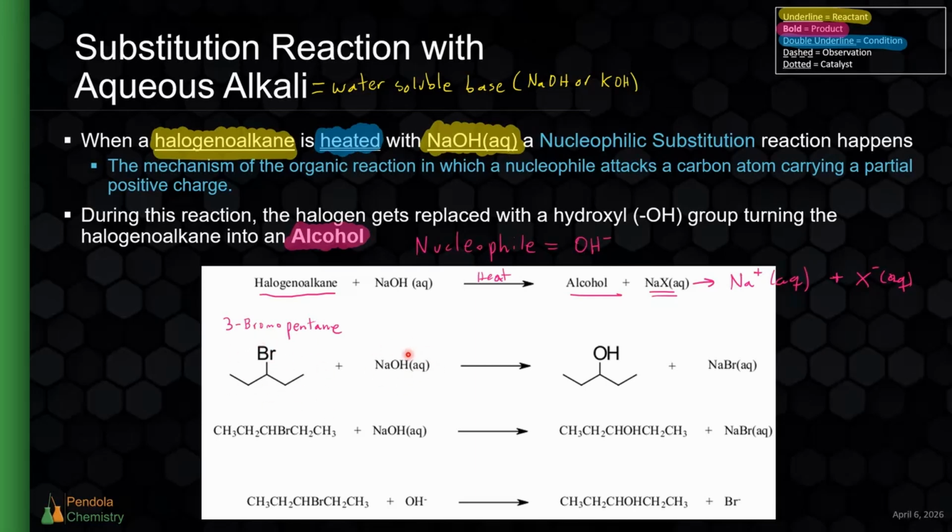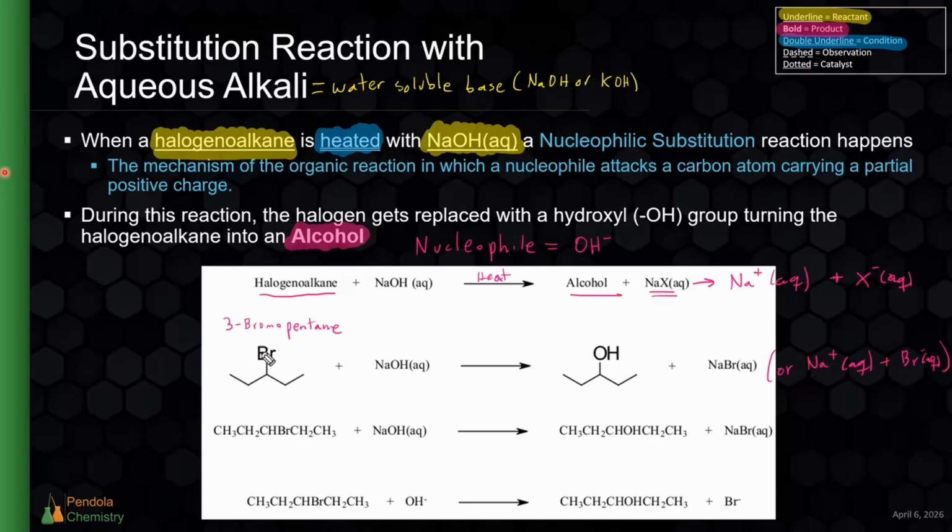3-bromopentane can react with sodium hydroxide when it's heated. What's going to happen is that the bromine is going to be substituted. It's going to be exchanged for a hydroxide. And then the sodium and the bromine ions are going to go off and be aqueous. So we can put it as NaBr aqueous, or we could put it as Na plus aqueous plus Br minus aqueous. We can do either or. And in fact, we're going to see another way of doing it right here.